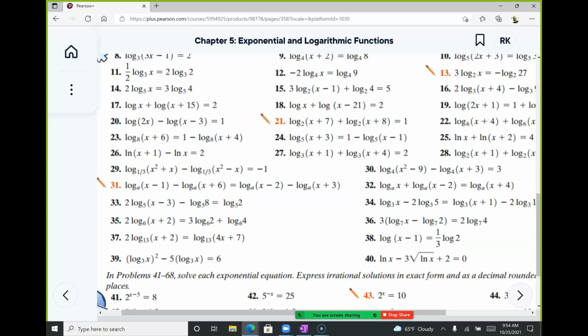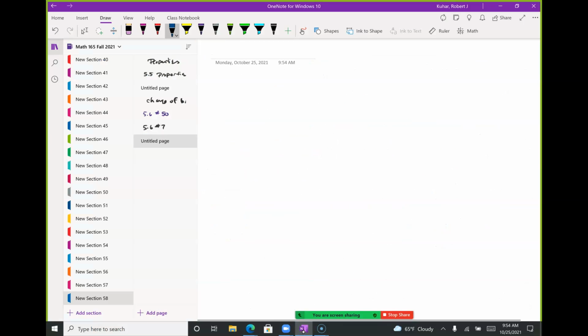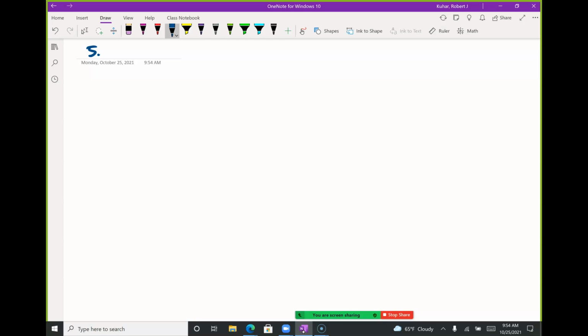The rest are very similar, right? The rest are very, very similar. Let's do 32. Log base a of x. So 5.6, number 32.